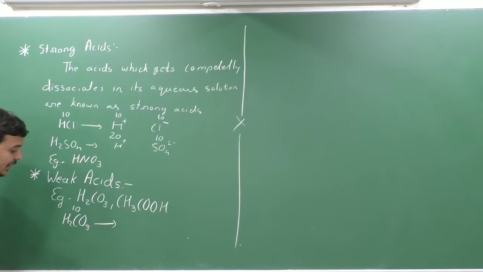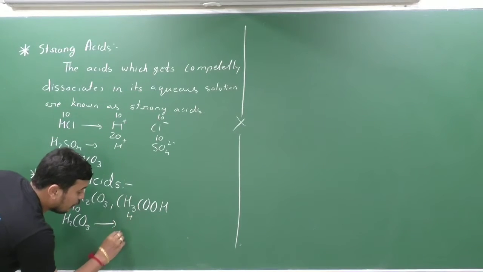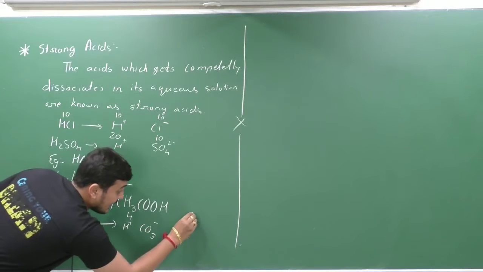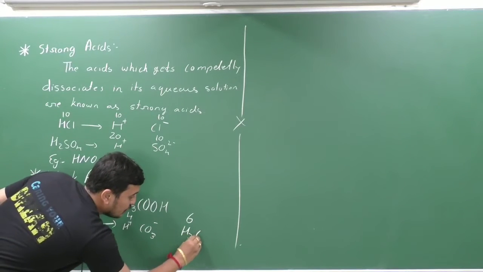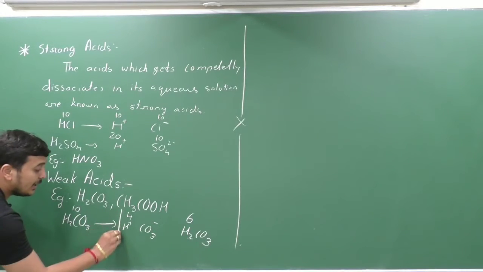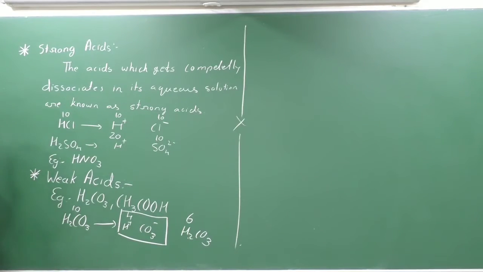Then if I am adding 10 H2CO3 into the water, what happens? Suppose only 4 H2CO3 get divided into H plus and CO3 2 minus, and the remaining 6 H2CO3 remain as a whole. They do not get ionized. Only 4 H2CO3 dissociate.